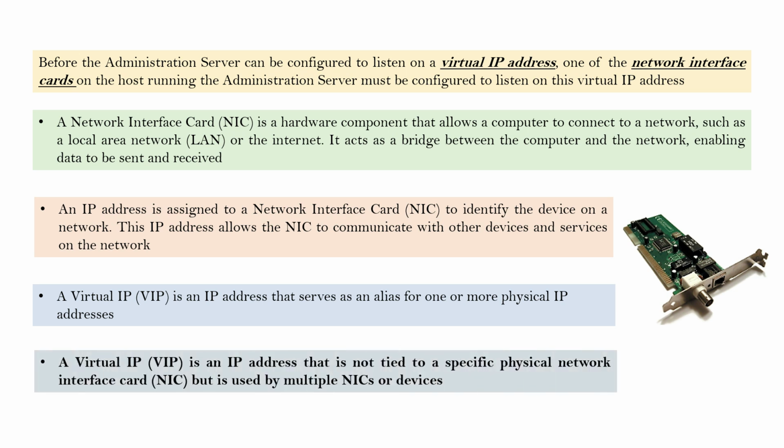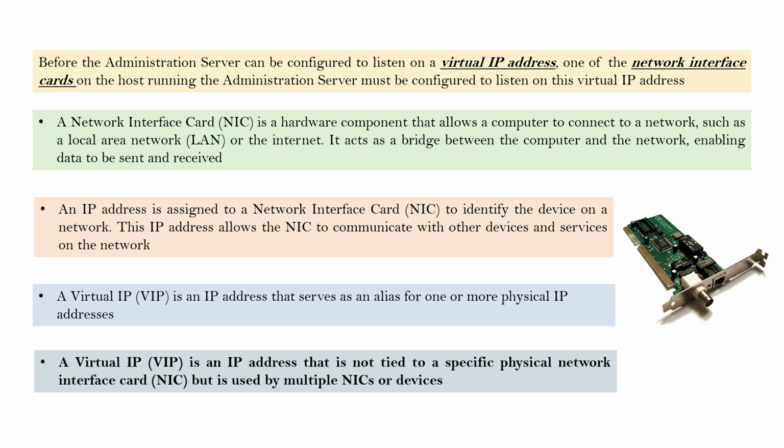A virtual IP is an IP address that is not tied to a specific physical network interface card, but is used by multiple NICs or devices. So if you have a NIC on a machine, based on that you can create different aliases, that means different virtual IP addresses. For a virtual IP you don't need another network interface card, because it is automatically created when you already have a NIC card with the physical static IP.